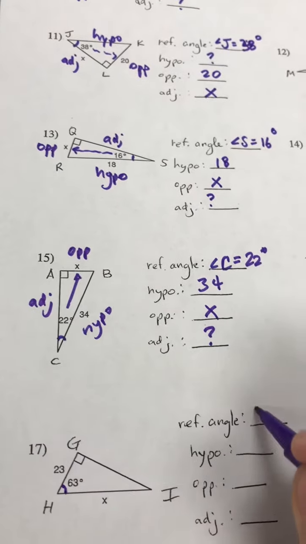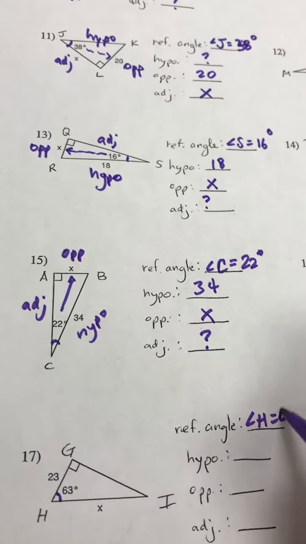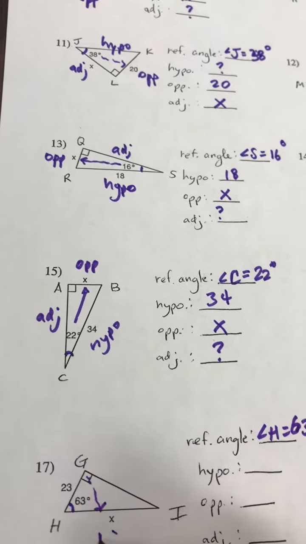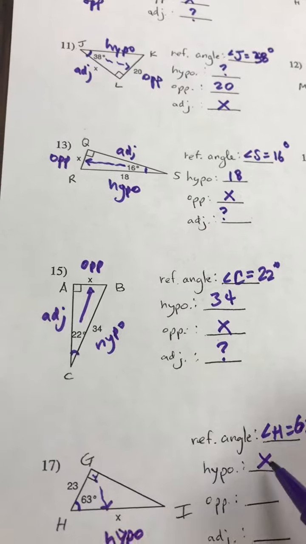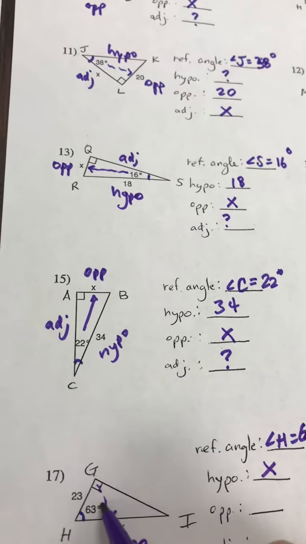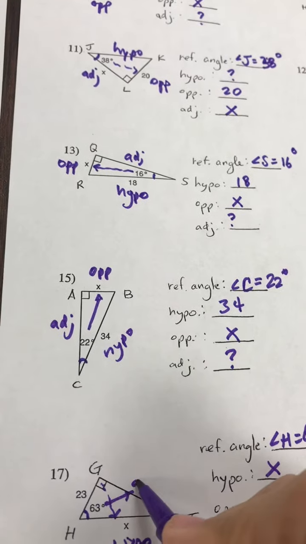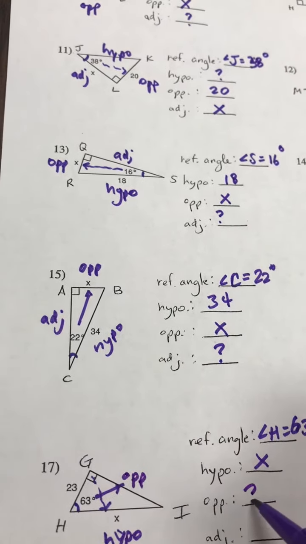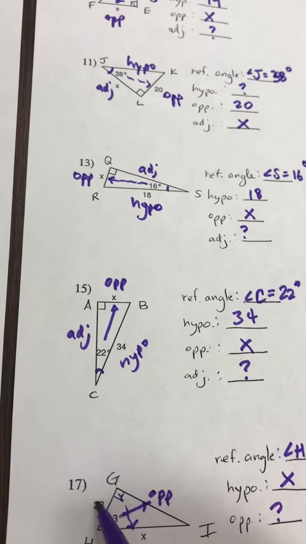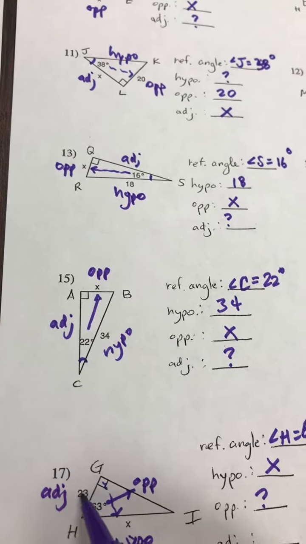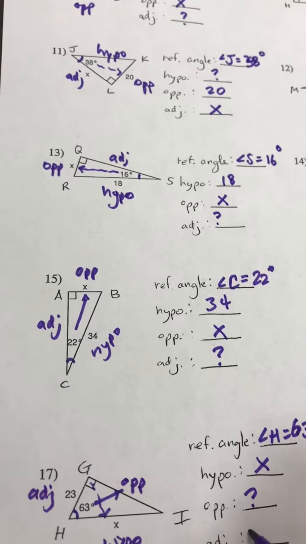My reference angle here, angle H, is 63 degrees. The hypotenuse is labeled X. My side opposite my reference angle is side GI. It is not labeled, so I'll just put a question mark. And then that leaves the number 23 must be my adjacent side because it is next to my angle. And I'll put the number 23 there.